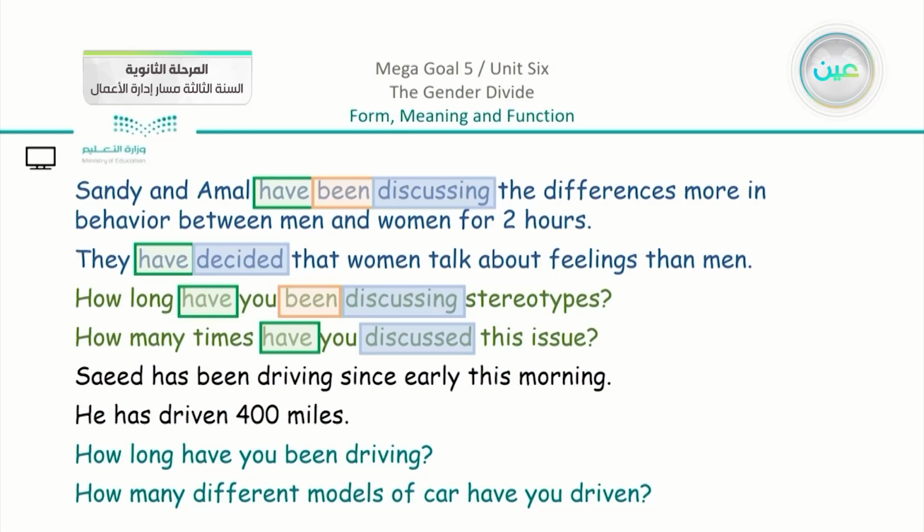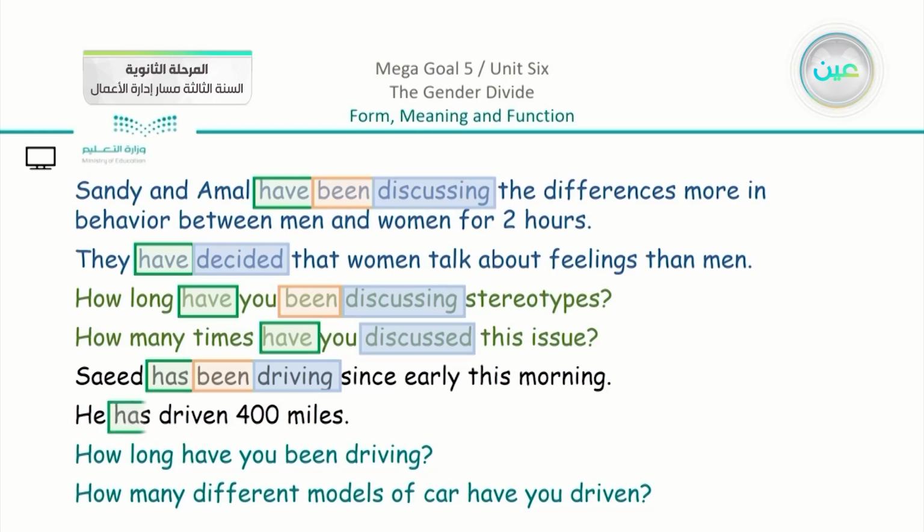Saeed has been driving since early this morning. Now we have here "has been driving." And yet again, we have the same word that we mentioned before, which is "since." We have here "since early this morning." We can see that "since" here refers to the time that we have mentioned, which means that he has been driving from the morning or since morning.